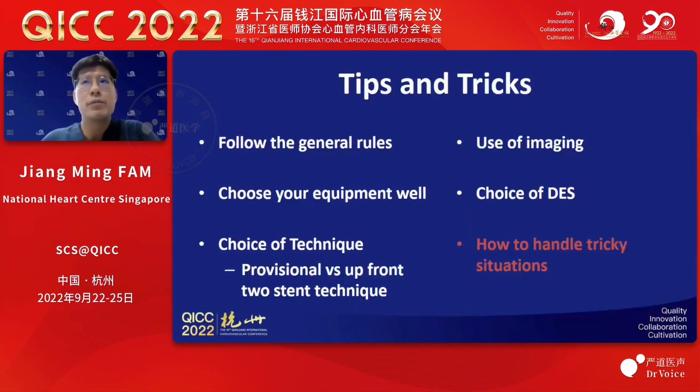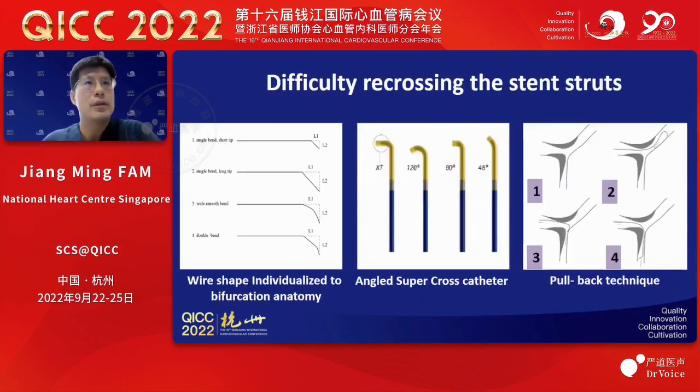Now, another useful tip is to know how to handle certain tricky situations. One example that's commonly encountered in left main stenting is difficult access to the side branch or the main branch, which can occur either at the start of the procedure or after the side branch or main branch stenting. Some ways to overcome this difficulty include reshaping the wire tip with a wide smooth bend or using a proximal pullback wiring technique. Microcatheters such as the angled SuperCross catheter, as seen in the center diagram, may be used in conjunction with guide wires to access side branches.